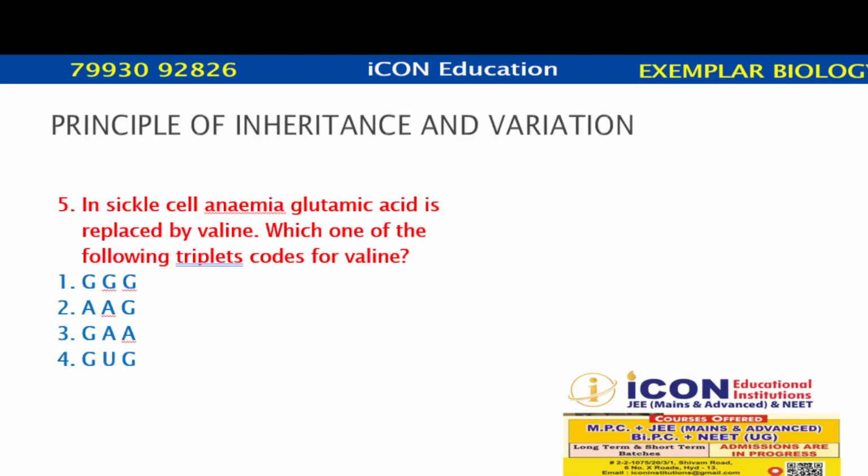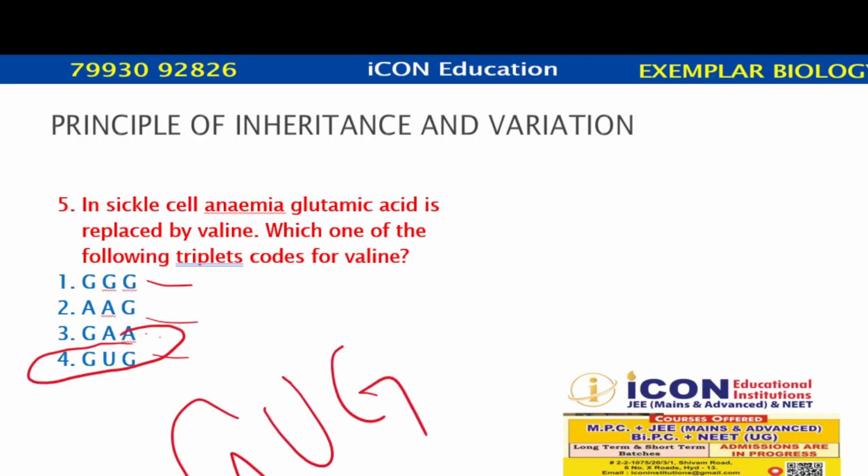In sickle cell anemia, glutamic acid is replaced by valine. Which one of the following triplets code for valine? GGG, AAG, GAA, GUG. So what is our answer here? GUG.